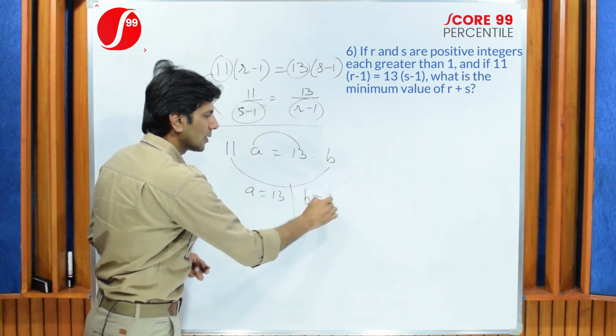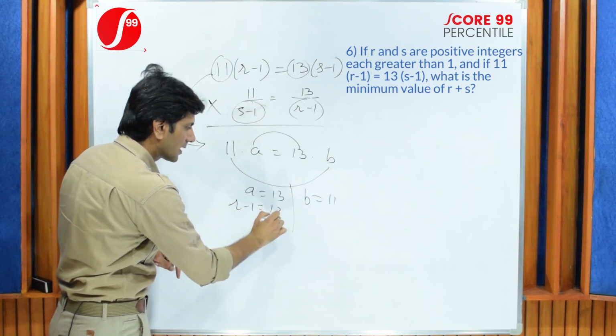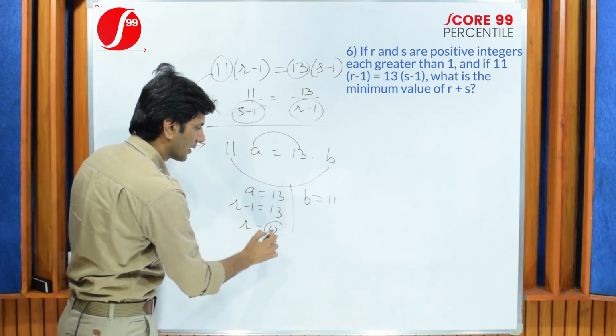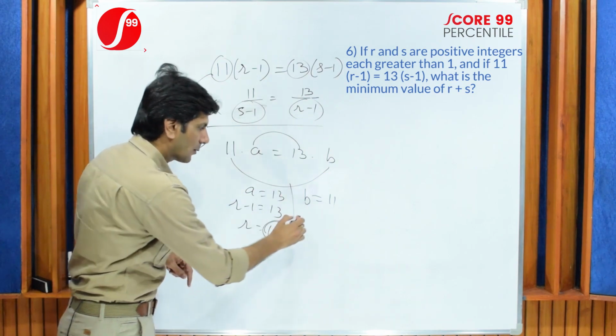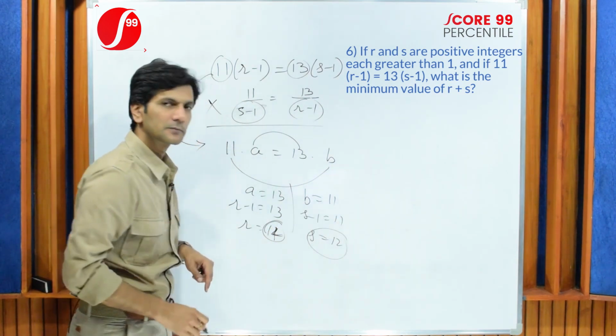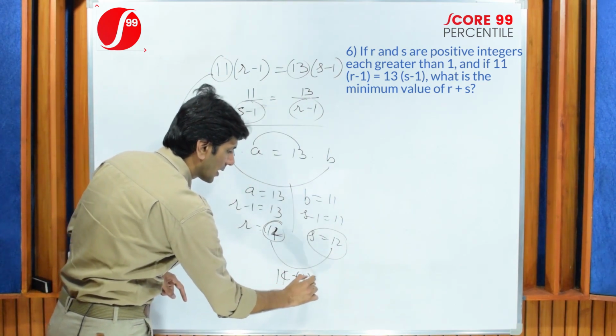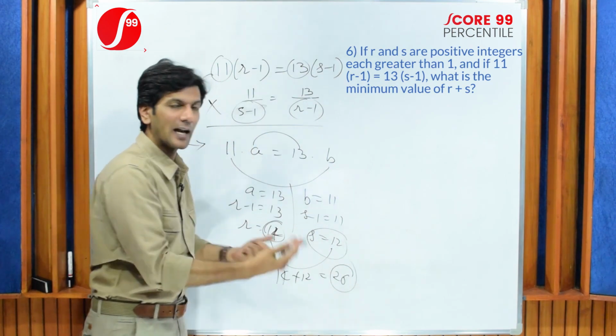that multiple actually gets cancelled out. In other words, what we are saying is this: if A equals 13 and B equals 11, so A is nothing but R minus 1, so R minus 1 is 13, so we are saying R is 14. Likewise, S minus 1 is 11, so we are saying S is equal to 12. So R plus S minimum value here is 14 plus 12, it is 26. That is actually your answer.